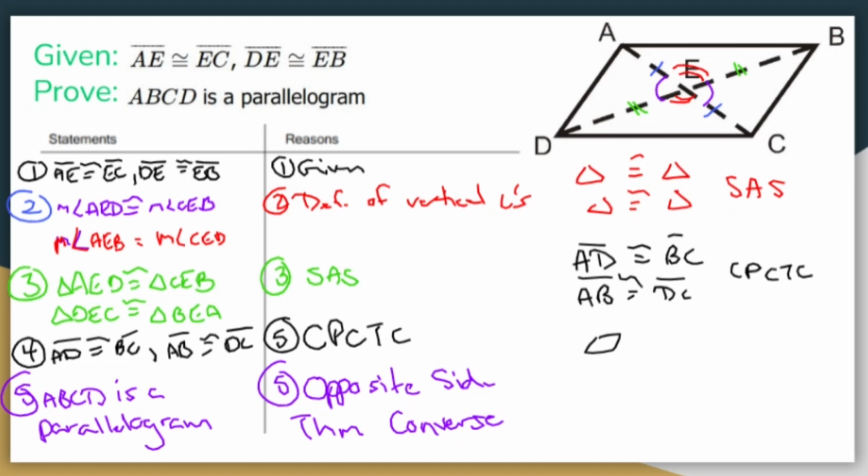Okay? So there you have it. This is a way that you could prove that a quadrilateral is a parallelogram: the opposite sides theorem converse. You have the opposite angles theorem converse, which is exactly the same thing, but with angles instead of sides. And you have the consecutive angles theorem converse, which says if they're supplementary, then you have a parallelogram. Fun.